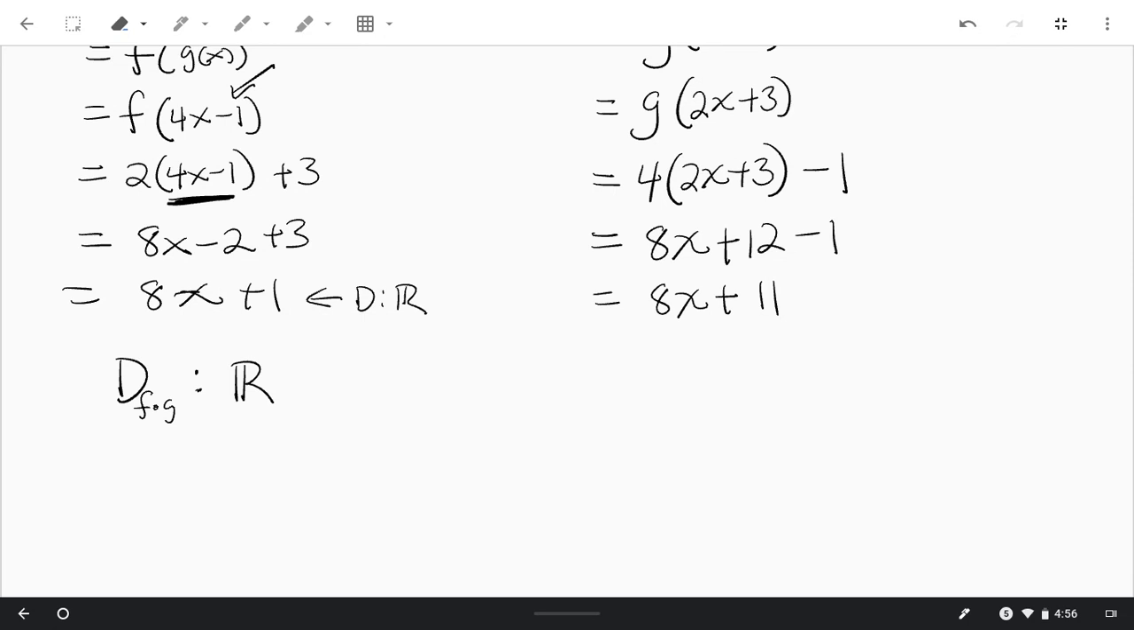So this here is 8x plus 11. The domain in this case is all real numbers. The function that we plugged in was 2x plus 3, and the domain for that is also all real numbers. So there are no restrictions for both of them, so the domain of g circle f is all real numbers.